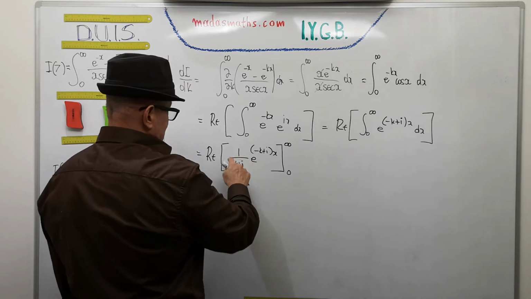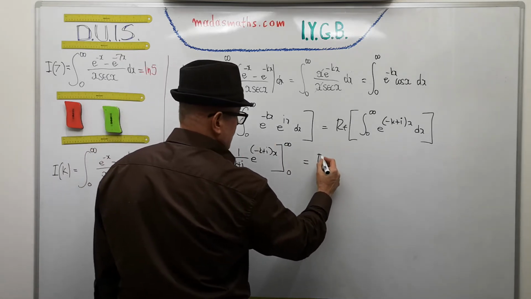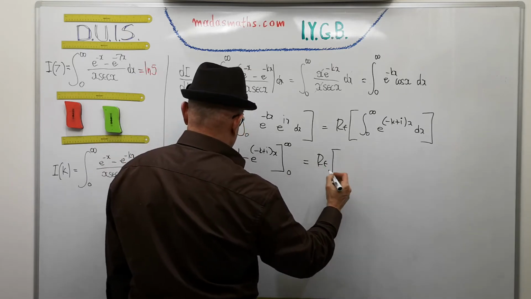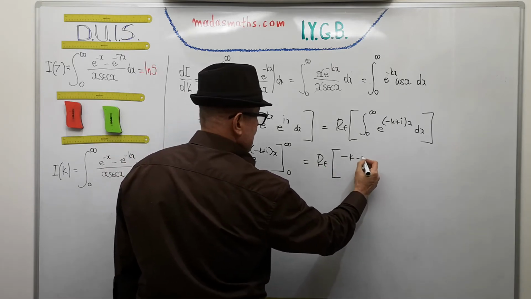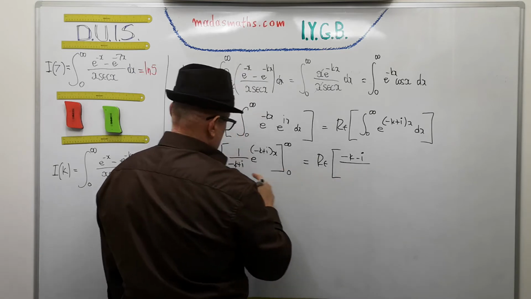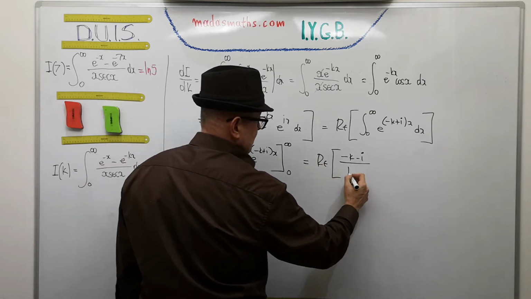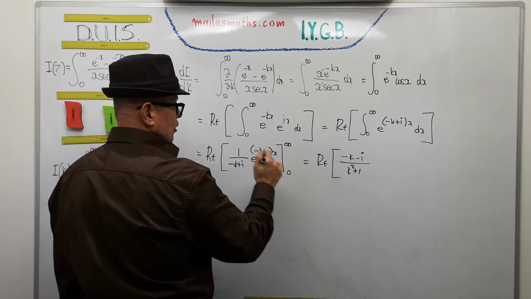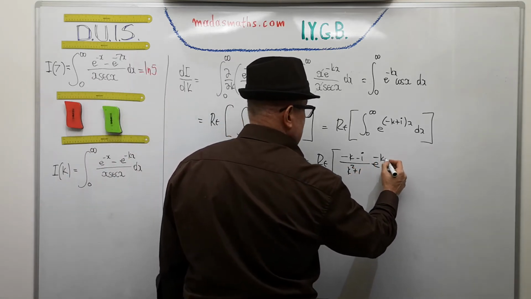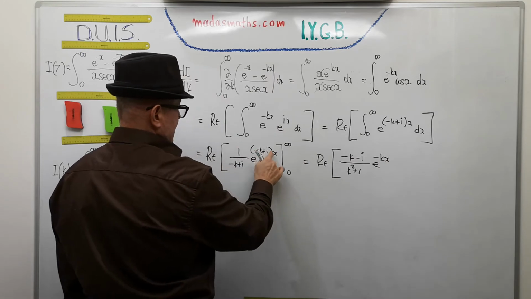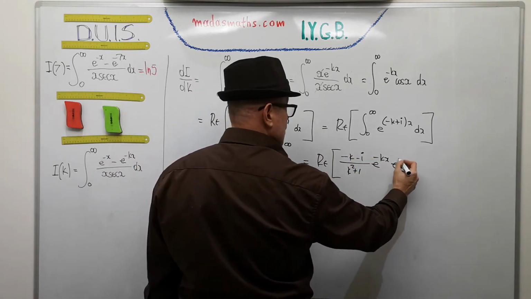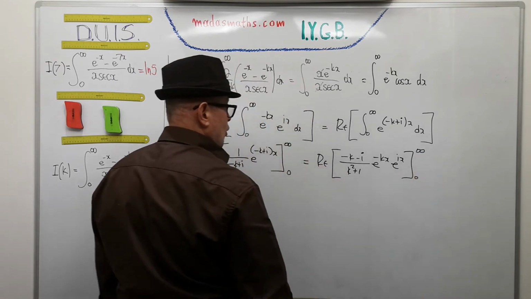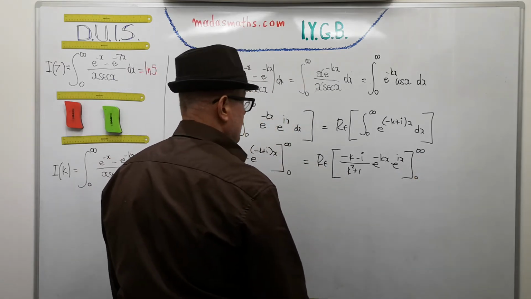First of all, let me conjugate this. So this is going to be still the real part, and if I conjugate that, it's going to be minus k minus i over k squared plus 1. Let's go back into the usual form for this. So it's going to be e to the minus kx, that's that bit there, times an e to the ix, still to be evaluated between the limits of 0 and infinity, and then take the real part.